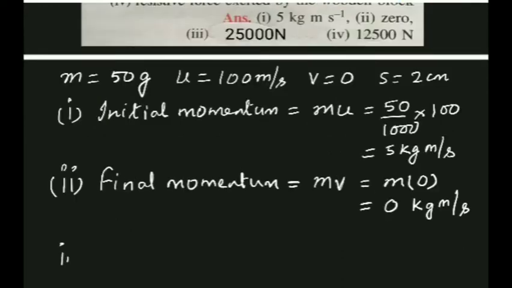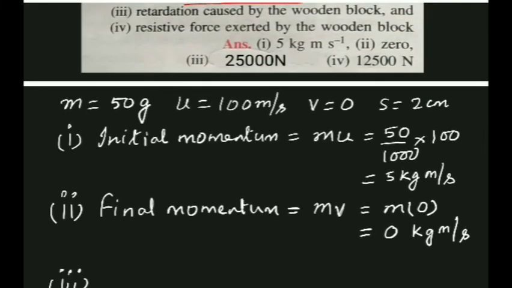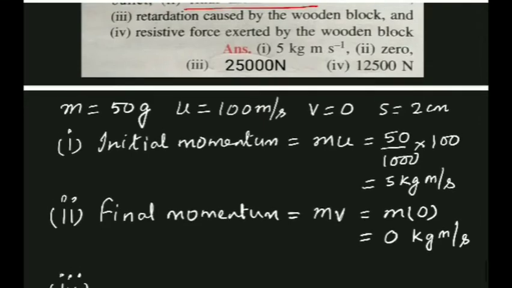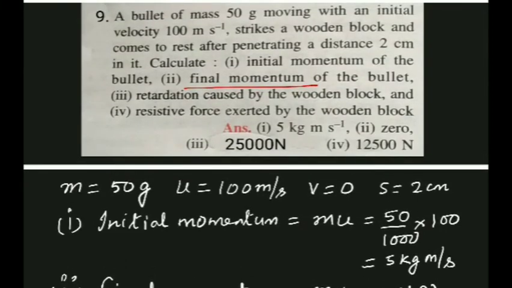Okay, come to third part. What they are asking? Retardation caused. And what did I tell you? What is retardation? Retardation is negative acceleration. So acceleration formula is v minus u upon t. And what is t here? T is time, but the value of time is not given in the question anywhere. You can see. So we have to apply some other formula. We have been given the value of distance. This value of distance been given to us. So this we can use.